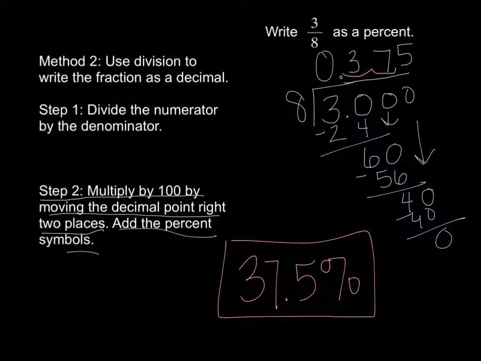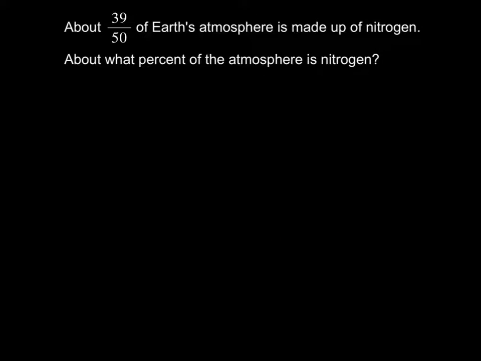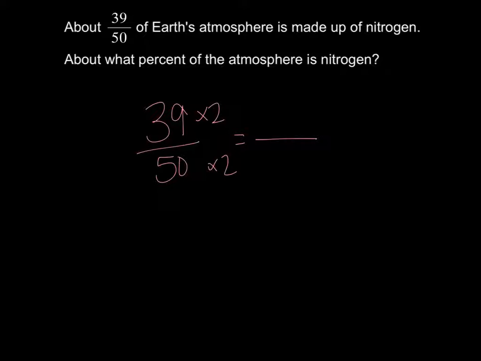Let's try another one. Okay, about 39/50ths of Earth's atmosphere is made up of nitrogen. About what percent of the atmosphere is nitrogen? Now, you're going to have to decide which method you will use, and in this case, if I look at the number 39/50ths, I know that I can multiply the denominator and numerator by 2, and that would get me my percent because 50 times 2 is 100. And that's our goal. We want to get to 100.